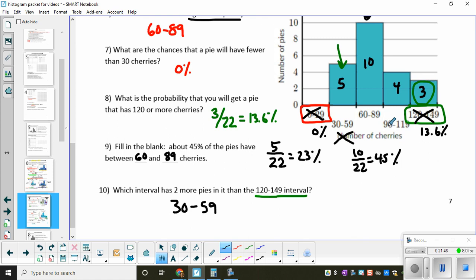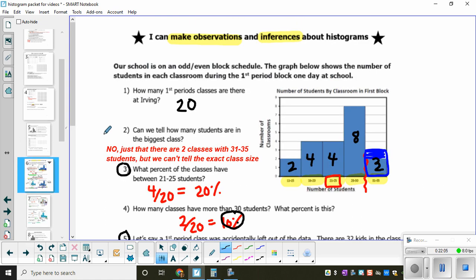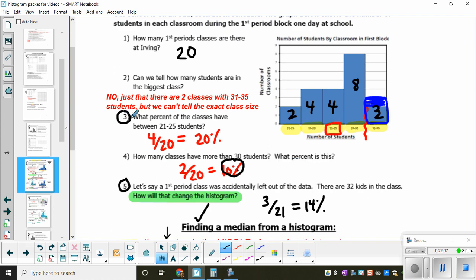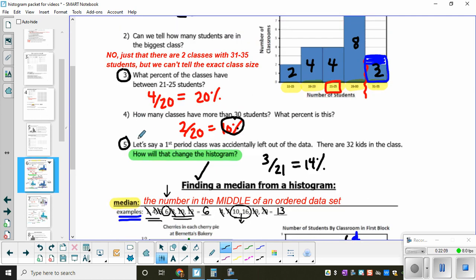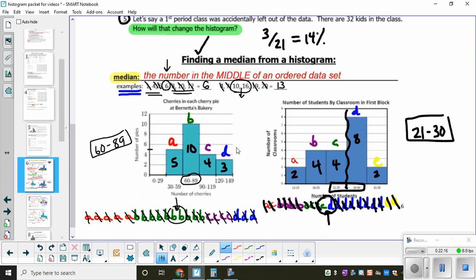So what we've done in this video is just continued to practice analyzing these histograms. And I would say that the big thing that we covered is the probability questions, like what's the probability of something, or what are the chances. The percent questions were the big thing that we covered here. Back on pages 6 and 7, we talked about the percentage questions. And we also talked about what happens if you maybe include a data point and how it changes. We also talked about how you find the median in a histogram.